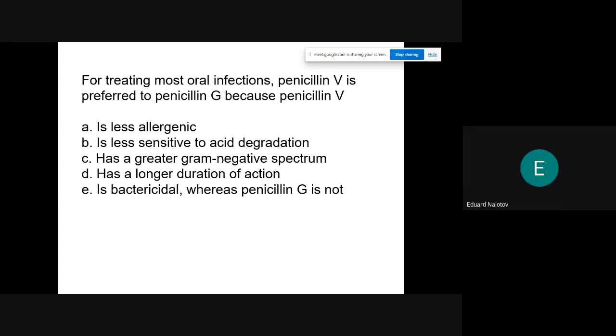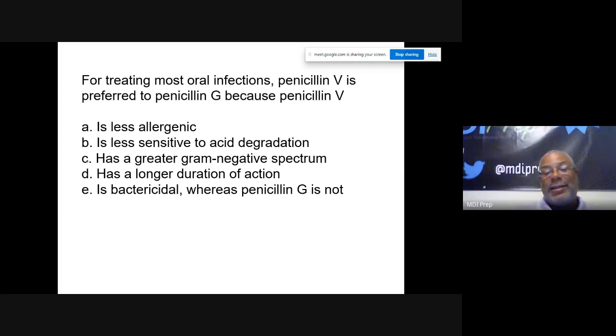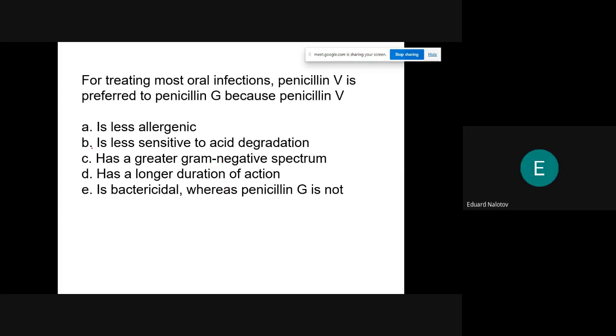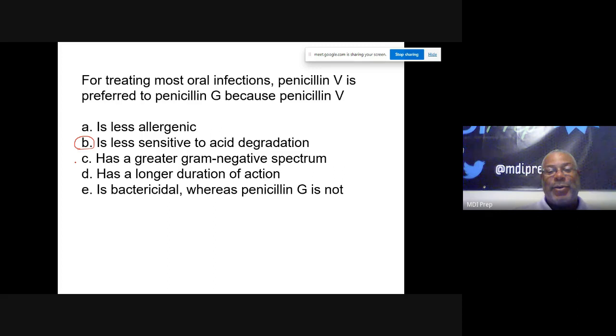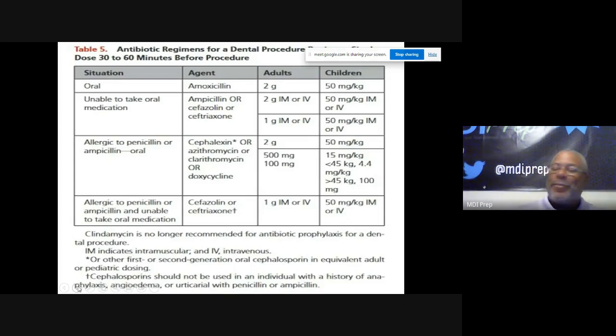I believe option B is the answer. You say B as in boy? Yes, B as in boy, because Pen-V is more acid stable than Pen-G. Okay. Does everybody agree with that? Yes. Good, because I agree. I totally agree, and I also agree with the explanation. Great explanation. Perfect.